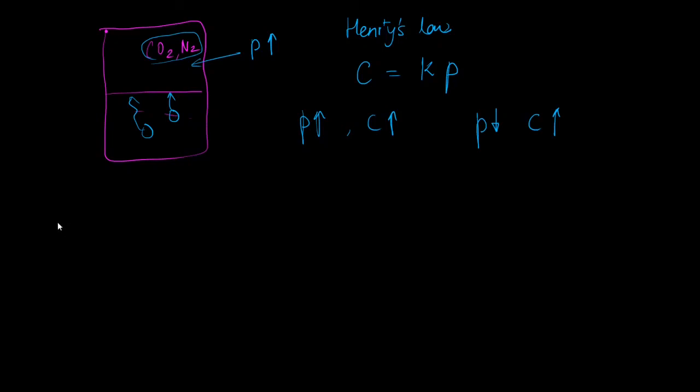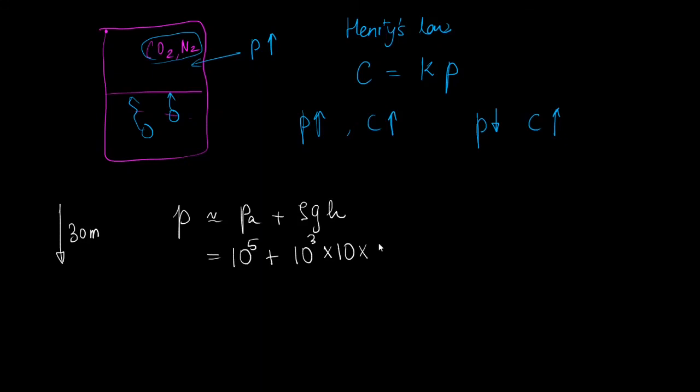So when a diver descends to a depth of 30 meters, the pressure is approximately atmospheric pressure plus rho gh. So this is equal to 10 to the power 5 plus rho is 10 to the power 3, g is approximately 10 and height is 30 meters. So this is approximately 4 times 10 to the power 5. So this is approximately 4 bar.